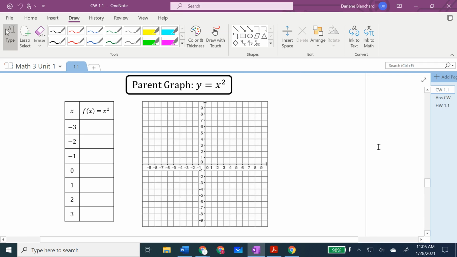For graphing the function y equals x squared, that is the parabola that you're probably very familiar with. The vertex is at the origin. If you plug in 1 or -1, you get 1 out. If you plug in 2 or -2, you get 4. If you plug in 3 or -3, you get 9.